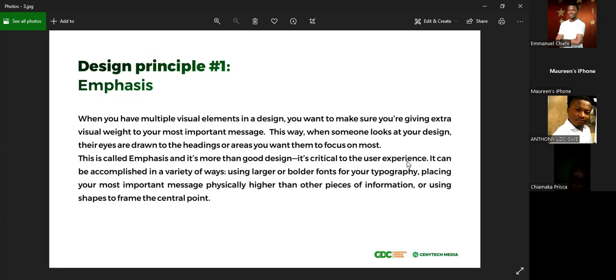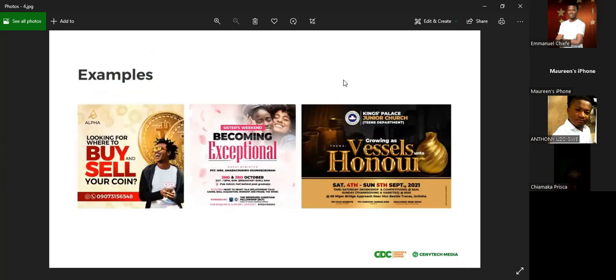So it has to be the central point, the most important information. If I make this number now bigger, or this date bigger than the theme, it doesn't make sense, because that's not the most important thing. There must be something that will attract people first to read about it before they can join.